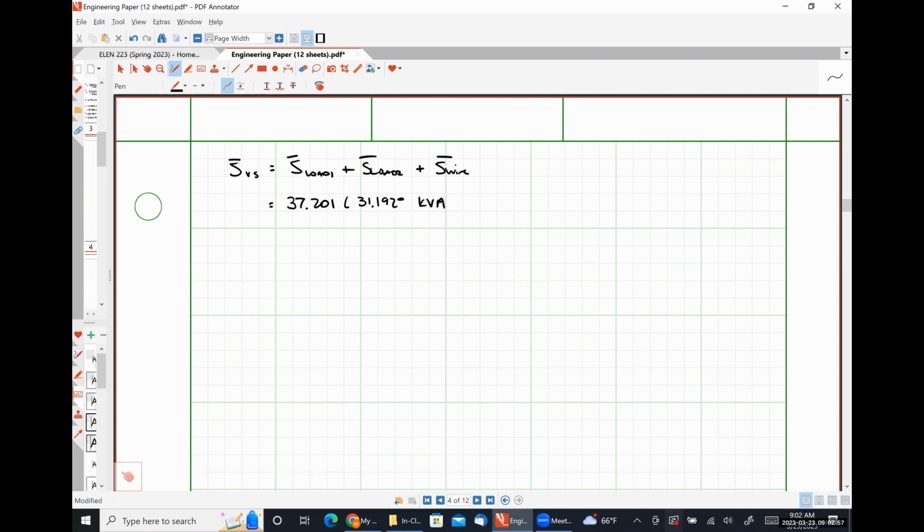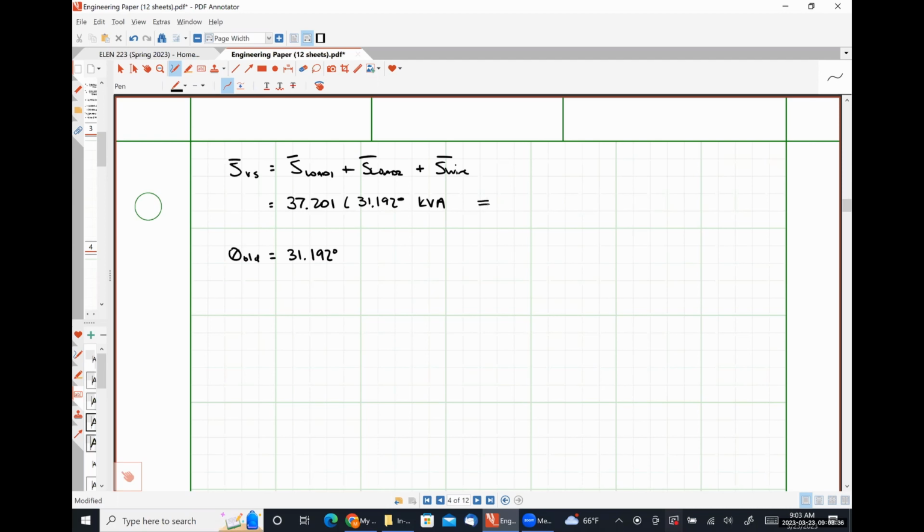So after a pretty large amount of work, we can now figure out two of the three things that we need, right? From this, we can figure out P old and theta old. Well, actually, theta old is right there. We don't really need to figure it out. So theta old is 31.192 degrees.